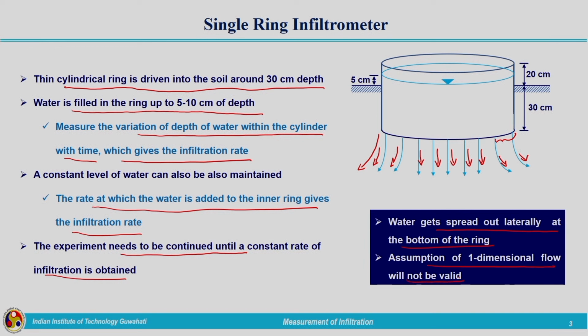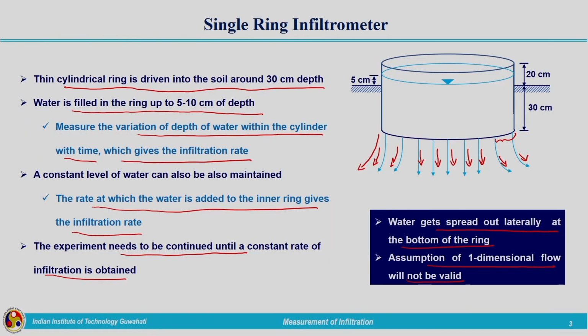In the case of single ring infiltrometers, we are assuming the flow to be one dimensional. But when you look at the figure, or physically visualize it, you can understand that at the sides there will be a lateral spread of water taking place, which is against the one dimensional assumption. So, in order to overcome this disadvantage, double ring infiltrometers have been developed.